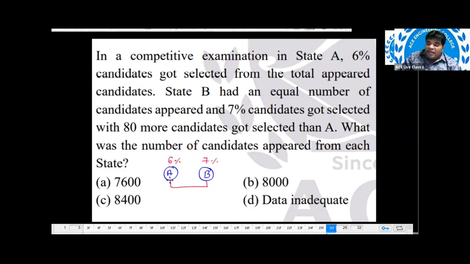So A and B selected candidates differ by 80 members. 6 and 7%, what is the difference here? 1%. 1% is equal to 80 members. 100% is equal to 8,000. That's the answer. Completed.